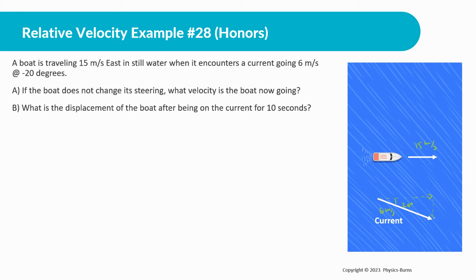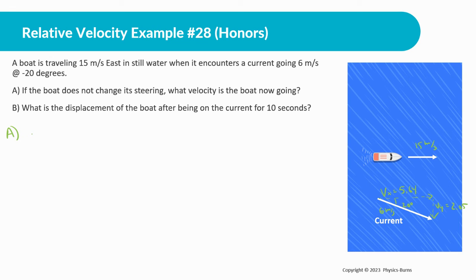If the boat does not change its steering, what velocity is the boat now going? Okay, so with the current, how fast is it going to be going? So similar thing, let's kind of just figure out what the velocity of the current is in the x and the y direction first. For the x, I'm just going to do 6 times cosine of 20, and I get 5.64. And then for y, I'm just going to do 6 times sine of 20, and I get 2.05. That's going down, so we're going to have to just remember that. That's like a negative.